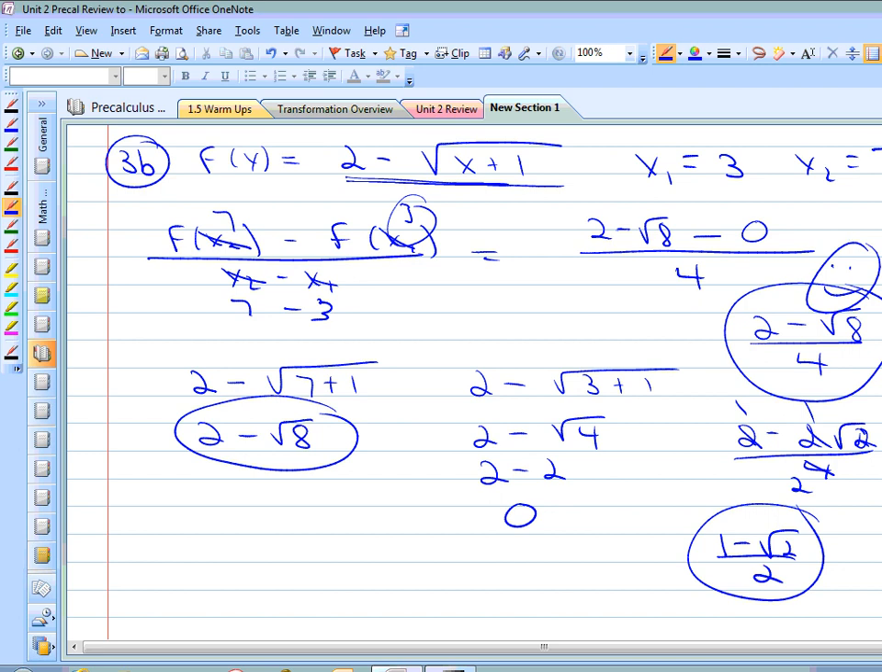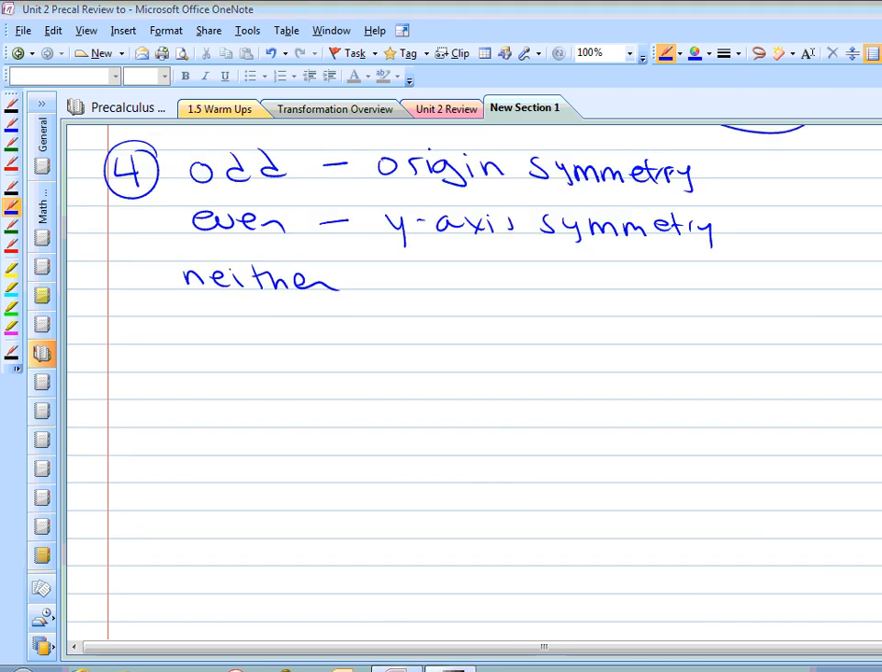Go Bearcats. All right, number 4 talks about odd functions, even functions, and neither, which really relates back to our symmetry, if something is symmetrical. So we have an odd function if it's symmetrical with the origin, which would mean we would have to change the y and the x to a negative, and then the equation would have to come back to its original form.